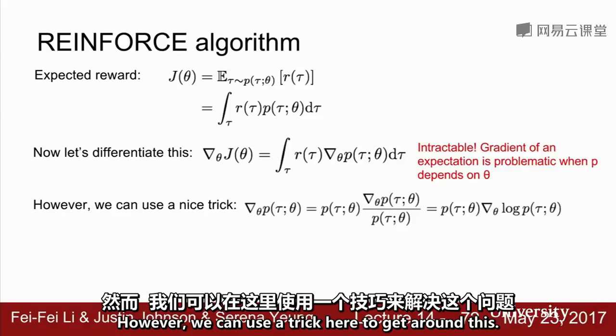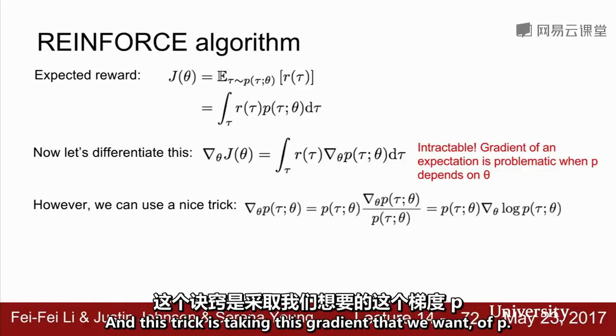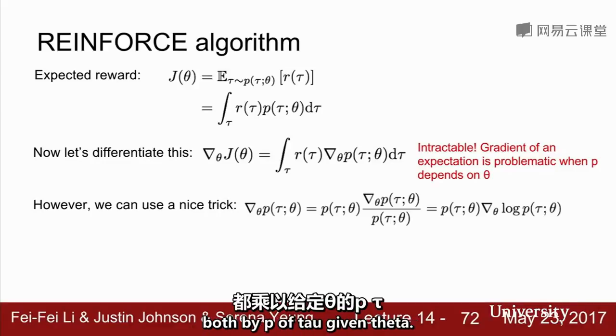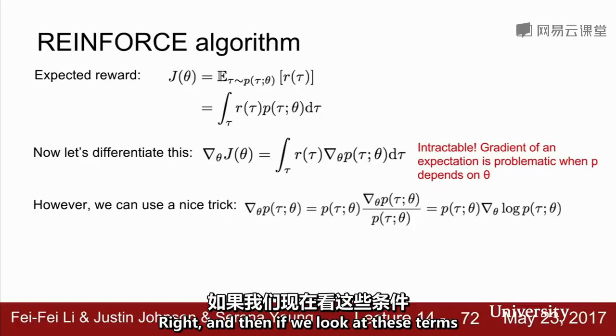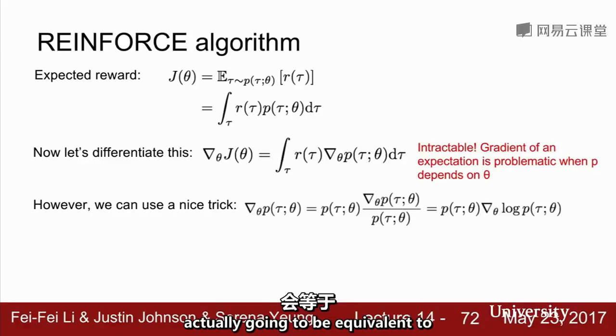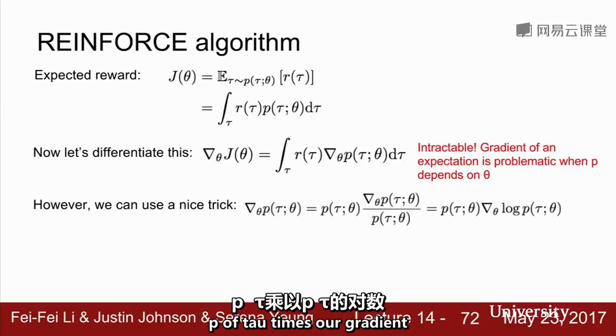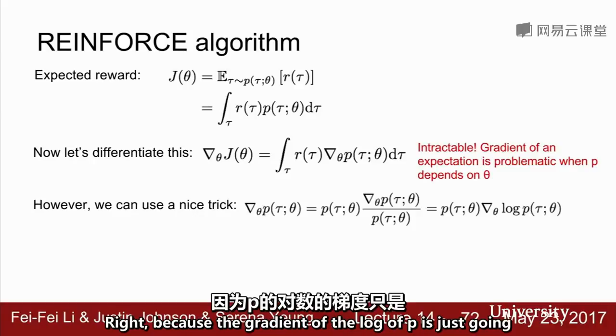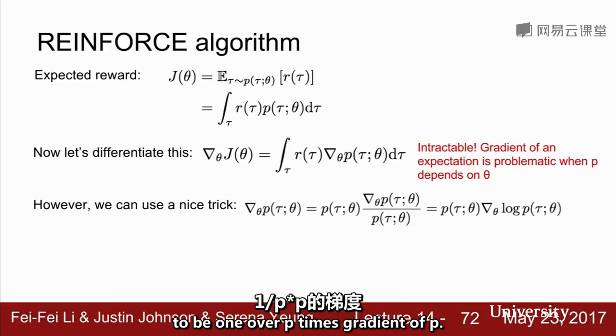However, we can use a trick to get around this. We can rewrite the gradient of p by multiplying by 1, multiplying top and bottom both by p of tau given theta. Then, looking at the terms we have now, this is equivalent to p of tau times the gradient with respect to theta of log of p, because the gradient of log of p is just 1 over p times the gradient of p.